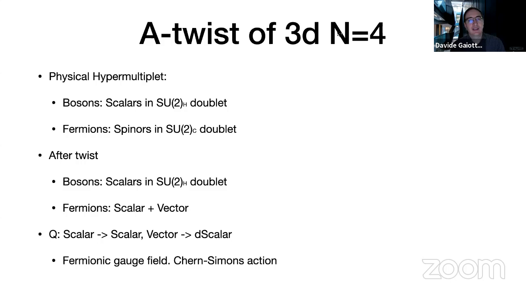Remember that this three-dimensional N=4 gauge theory has two SU(2) R-symmetries, which combine into an SO(4) rotating the four supercharges. I call them SU(2)_H and SU(2)_C. The fields in a hypermultiplet are a collection of scalars, which are a doublet of SU(2)_H, and a collection of spinors, fermions, which are in a doublet of SU(2)_C. When you do a supersymmetry transformation, it maps a scalar to a spinor, and it maps a spinor to a derivative of the scalars.